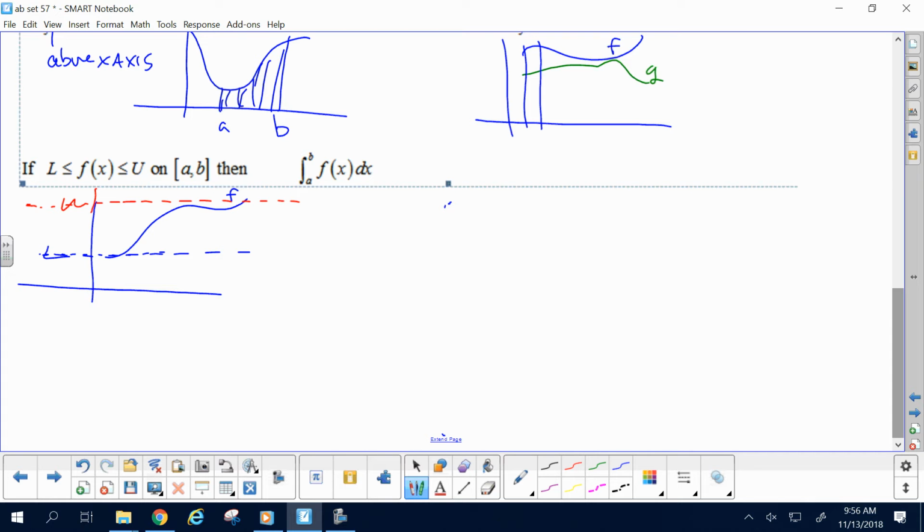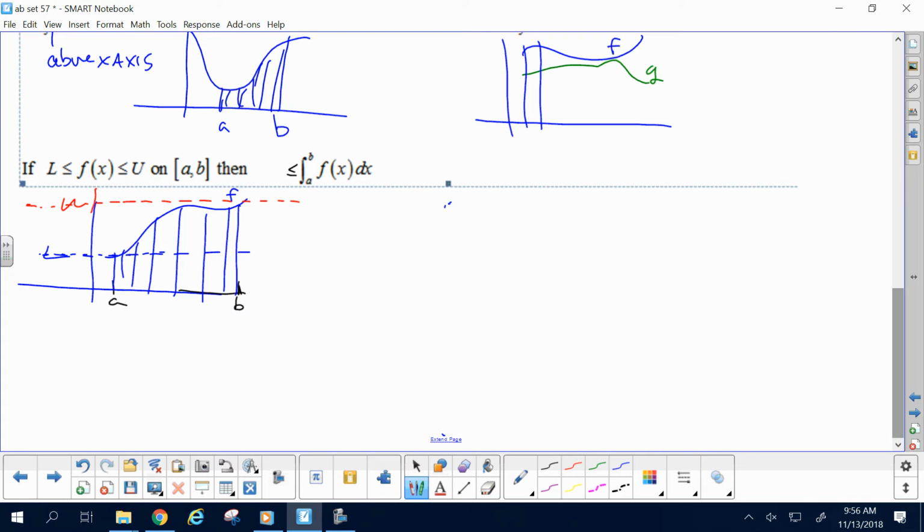So the curve is always less than or equal to U. We're talking a region strictly from A to B. What would you know about the area under F, bounded below? It would have to be greater than... Now, let's look here. Here's the area under F, I'm going to do in blue.